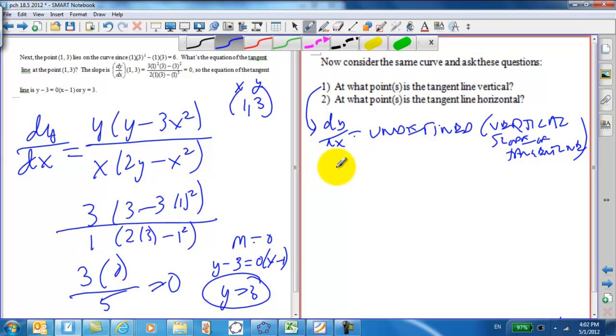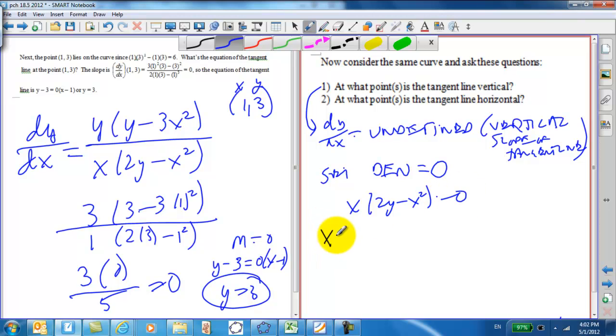So to get it to be undefined, we have to set the denominator equal to 0. So x times 2y minus x squared equals 0. So either x equals 0 or 2y minus x squared equals 0, 2y equals x squared.